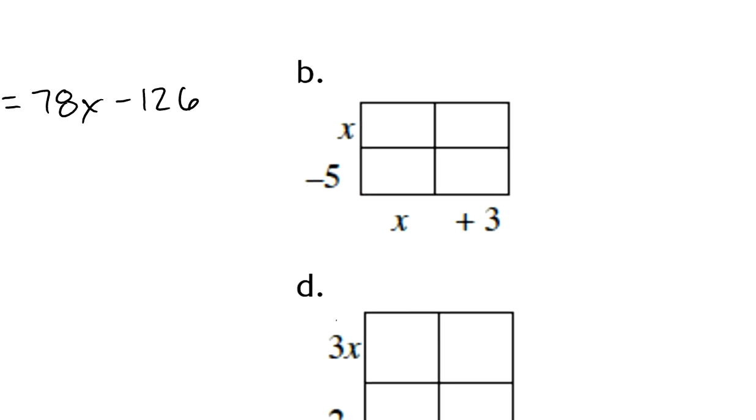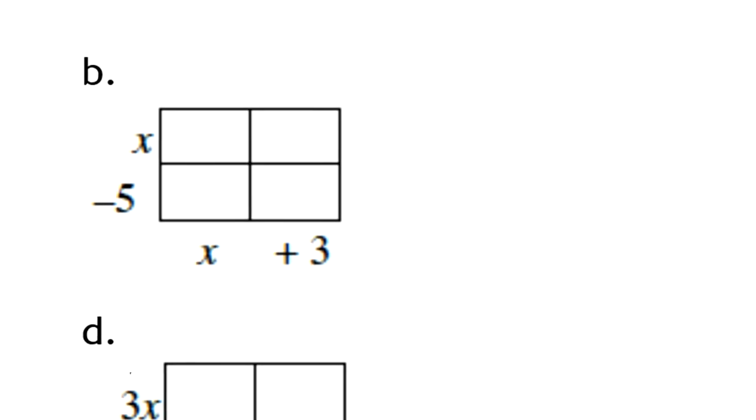For B, it's a binomial times a binomial, so it's a little bit more involved, though not much. If I start by writing the area as a product, one of the dimensions, the one that runs up and down, is x minus 5, and the other dimension is x plus 3. So what I'm doing here is multiplying x minus 5 times x plus 3.